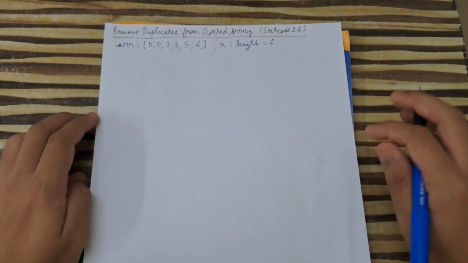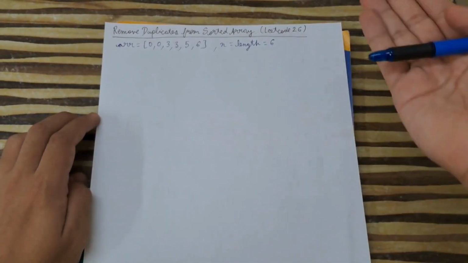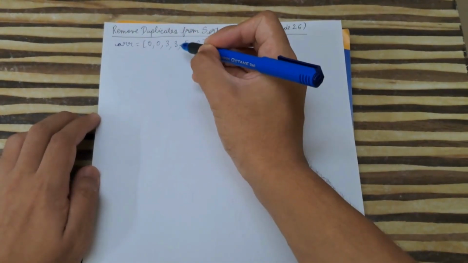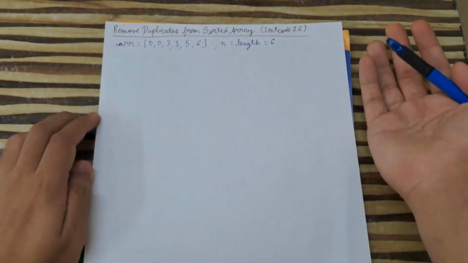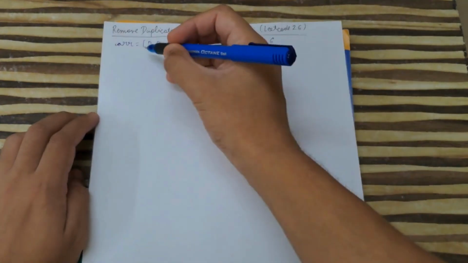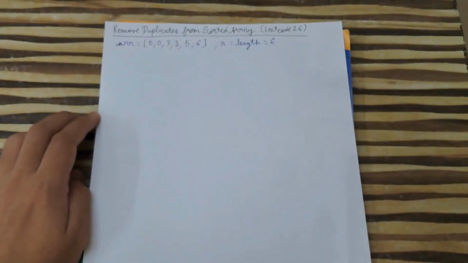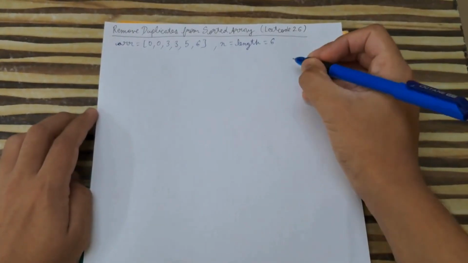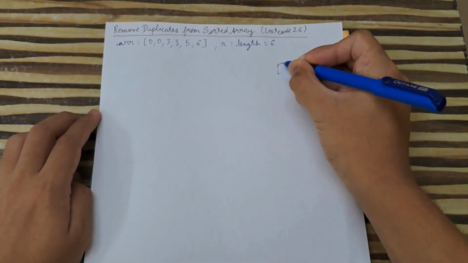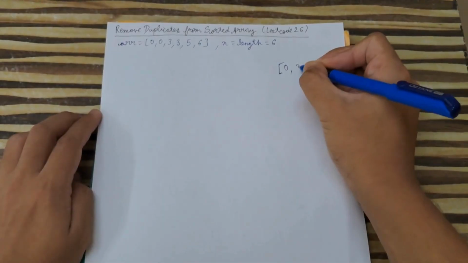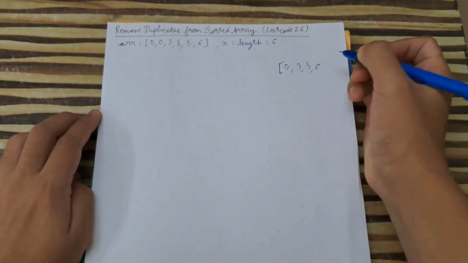And apart from that, we have to leave the array in the end in such a way that the first 4 elements, because in this case the number of unique elements is 4, so only the first 4 elements should contain those unique elements. So the answer should be something like 0, 3, 5 and 6.